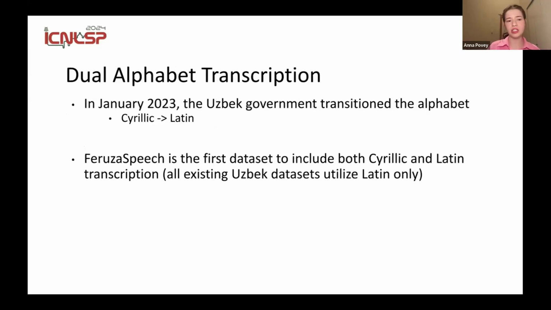Our dataset provides dual alphabet transcription because in January 2023, the Uzbek government transitioned the alphabet from Cyrillic to Latin. However, much of the older generation still prefers and still uses the Cyrillic alphabet, so we're hoping that this dataset can make ASR technologies more available for the older generations. FeruzaSpeech is the first dataset to include both Cyrillic and Latin transcriptions, and to the best of our knowledge, is the first dataset to include Cyrillic transcriptions at all in the Uzbek language.